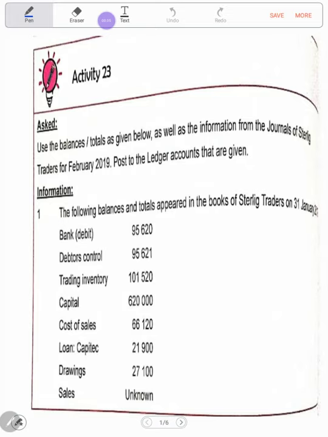Firstly, grade 9s, you need to be able to know the classifications of accounts. Is it an asset? Is it an owner's equity account? Or is it a liability account? Remember, assets increase on your debit side and they decrease on your credit side. Owner's equity increases on the credit side and decreases on your debit side. The same with your liabilities.